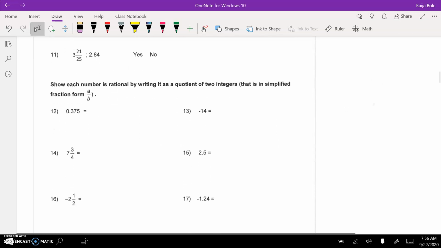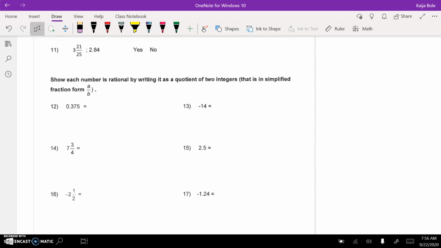And then the last part, show each number as a rational by writing it as a quotient of two integers that is in simplified fraction form. So, long story short, you need to write it as a fraction. So like for this one, this is 375 thousandths. You write it over 1,000, but then you would have to simplify. Okay, and I won't do that for you. I'll make you do that on your own.